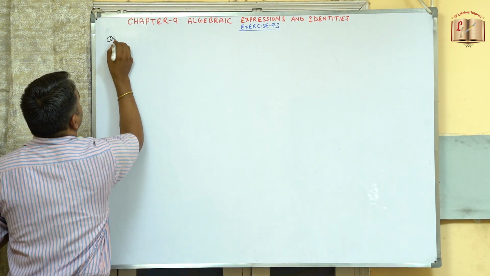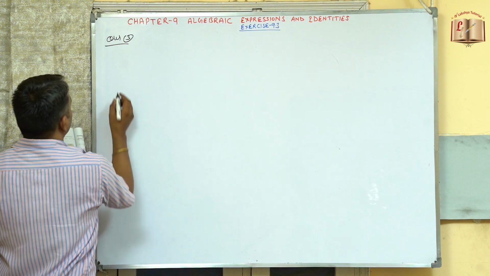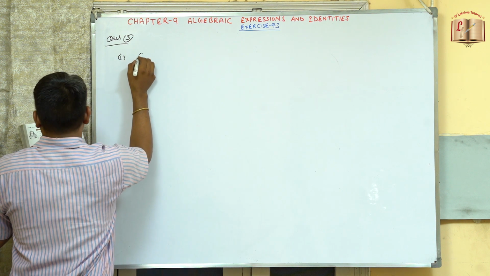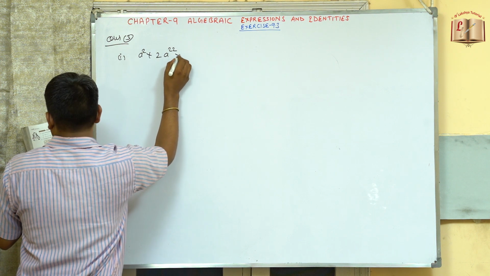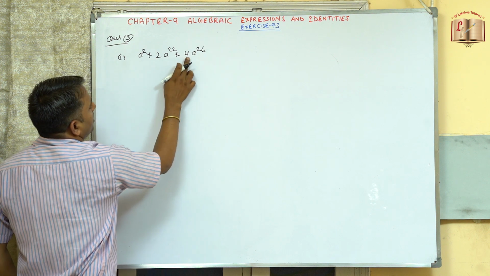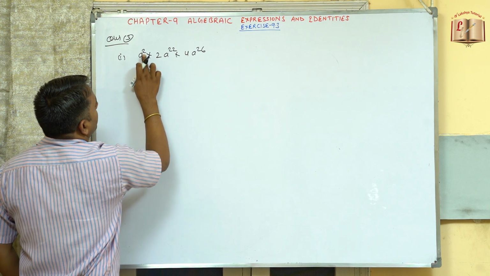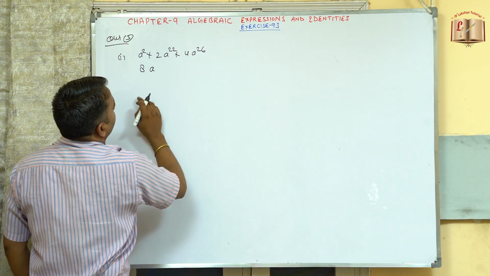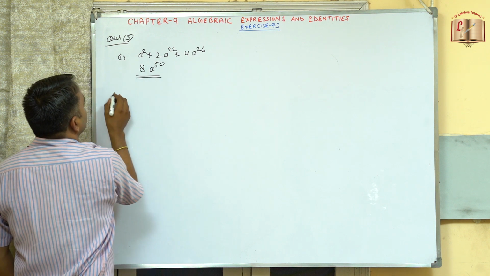So coming to question number 3, find the product. The first part is 4a square into 2a to power 22 into 4a to power 26. First the numbers will be multiplied, 4 into 2, so this will be 8, and a to the power 2 plus 24 plus 26, so this will be a to power 50.